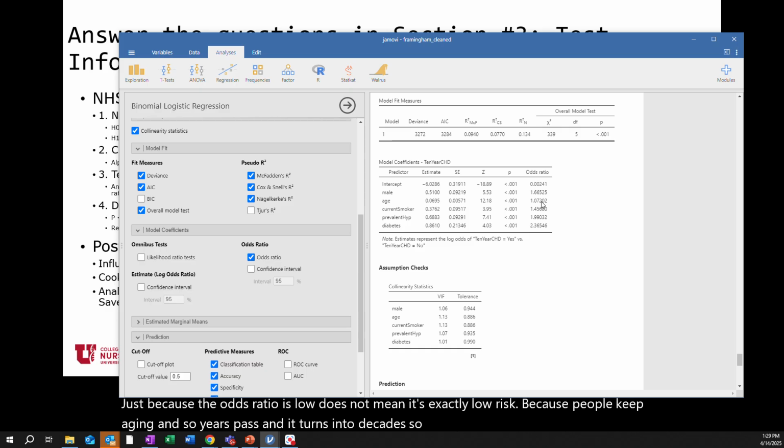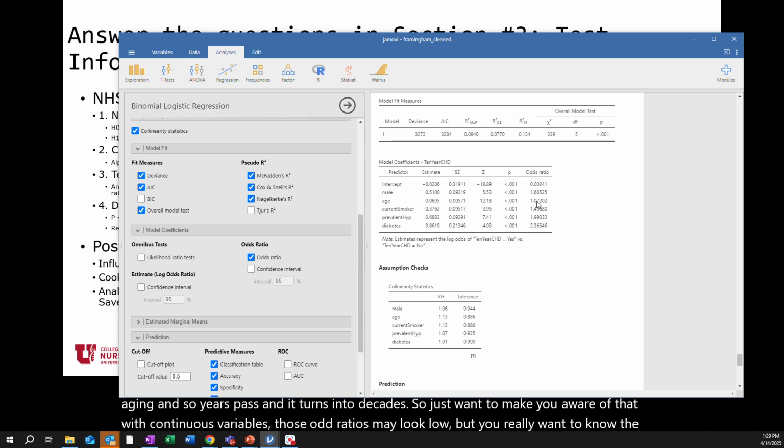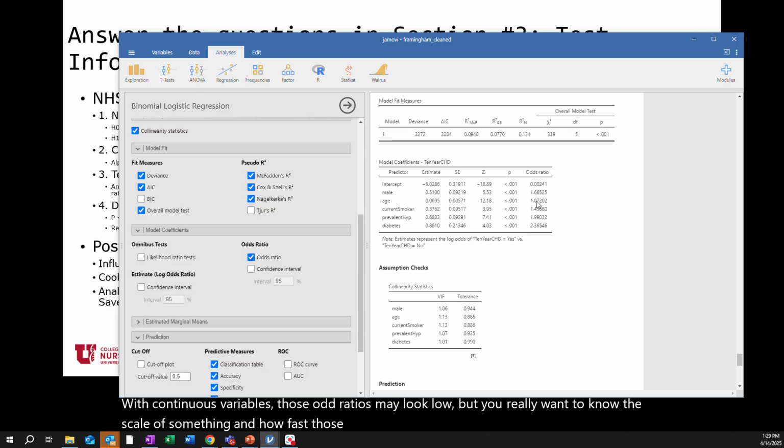So just want to make you aware of that. With continuous variables, those odds ratios may look low, but you really want to know the scale of something and how fast those numbers can progress for people, because that can make a big difference.